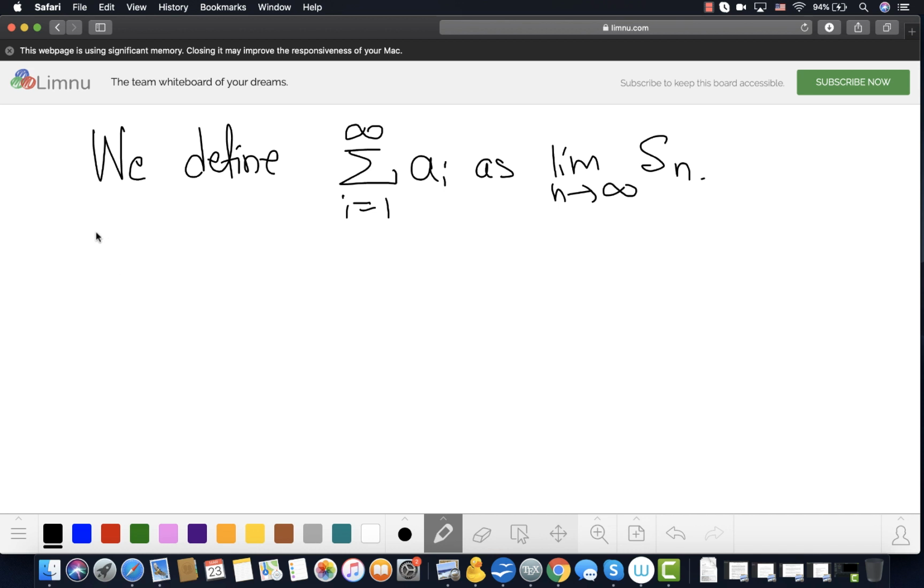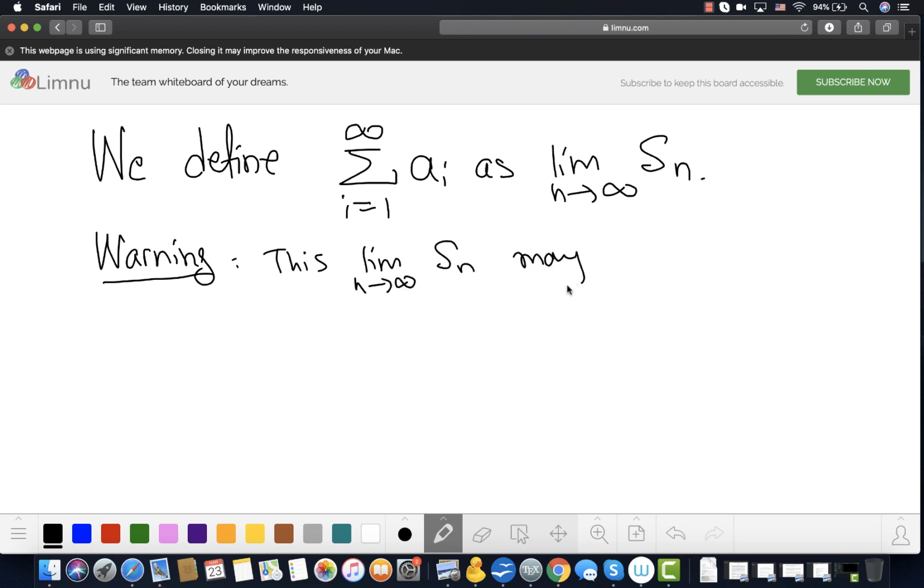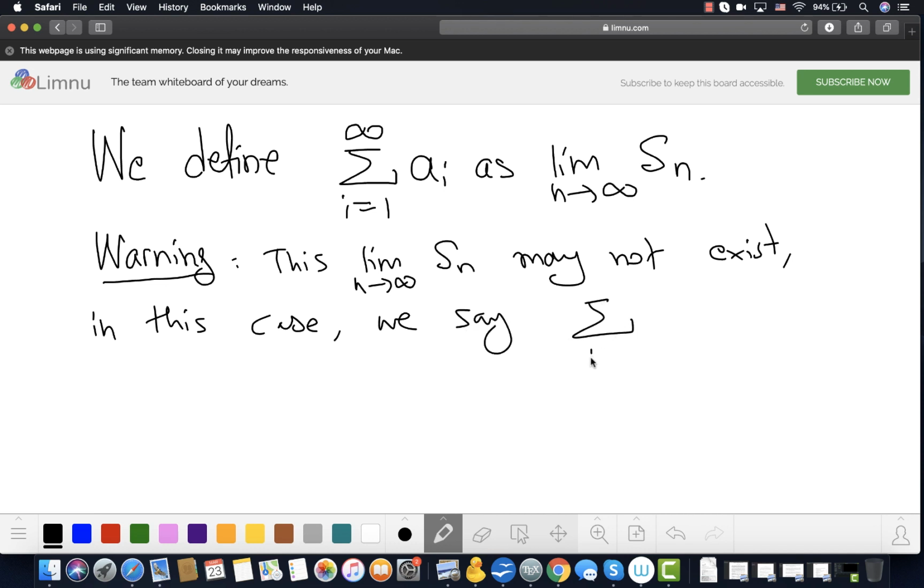Okay, so first of all, kind of a warning: this limit may not exist. The limit of S sub n may not exist, because the S sub n's may not converge. In this case, we say that the series diverges.